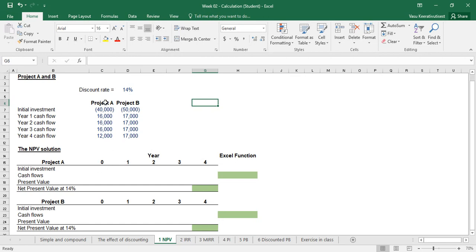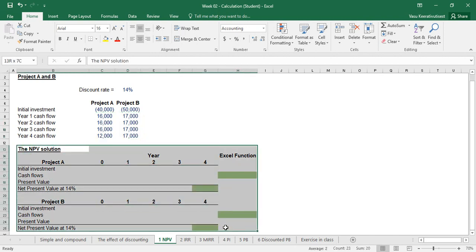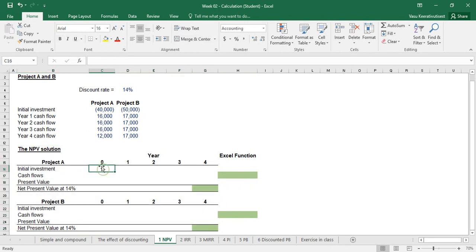So let us consider two projects named Project A and Project B. You have an initial investment and then a series of cash flows after that. Here is a template to calculate net present value. I will do it manually and then we will use the Excel function to make it easier. Here is the initial investment, here is the cash flow, and I just link them to this series of cash flow.